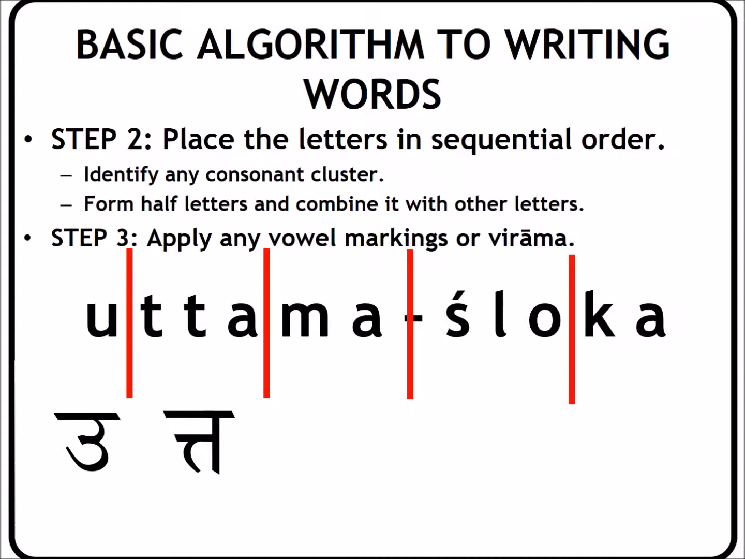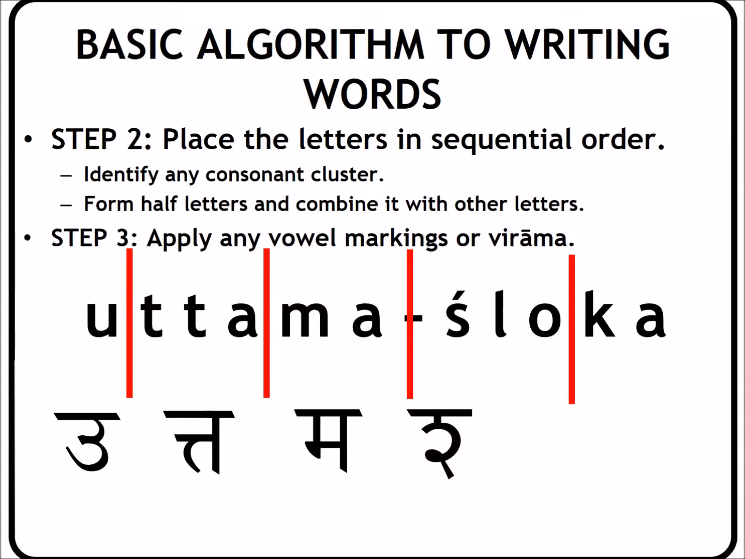Then the next syllable is ma. There are no vowels added to it, so it's just ma written as is. The fourth syllable is shla. Now, the first letter of this cluster is the palatal sha sound. However, this is not added to cha, na, ra, or va. This is added to la. So we don't need that special loop form that we learned in this lesson. We can just write the half letter form of sha as such.